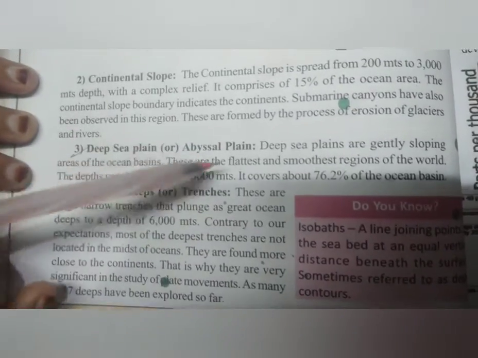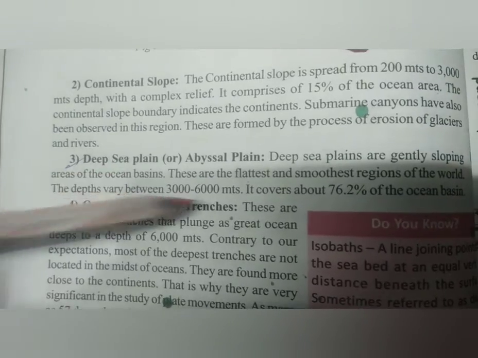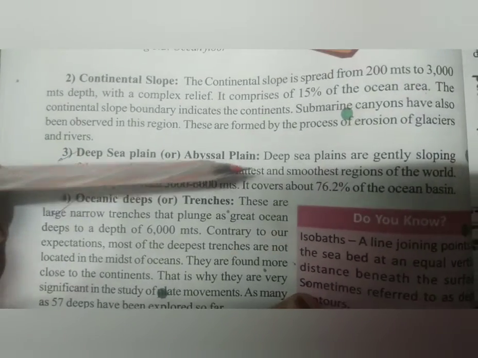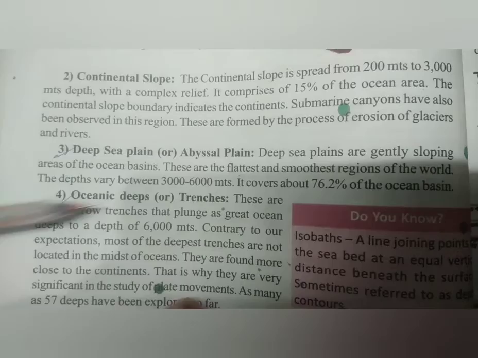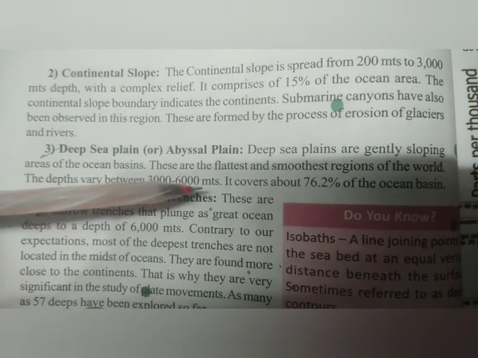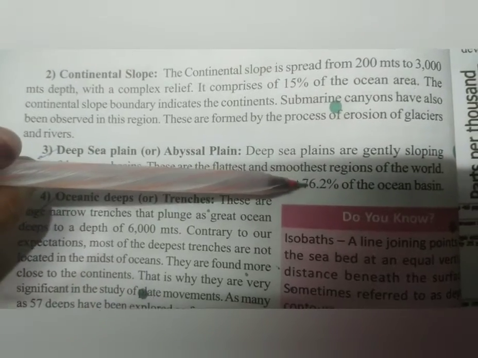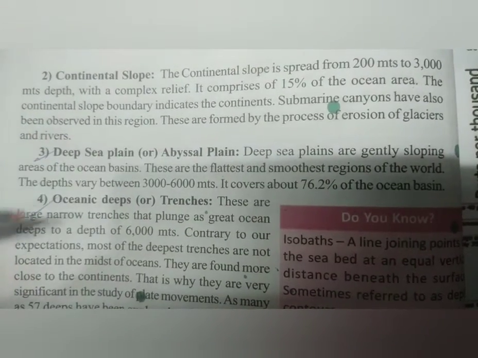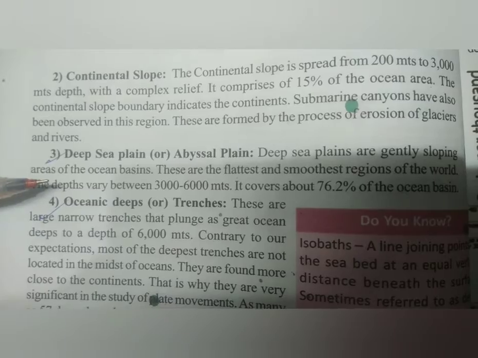Now see the third one here: the deep sea plain. Deep sea plains are gently sloping areas of the ocean basins. They are the flattest and smoothest regions of the world. The depth varies between 3000 to 6000 meters. It covers about 76.2% of the ocean basin. So, the deep sea plain.